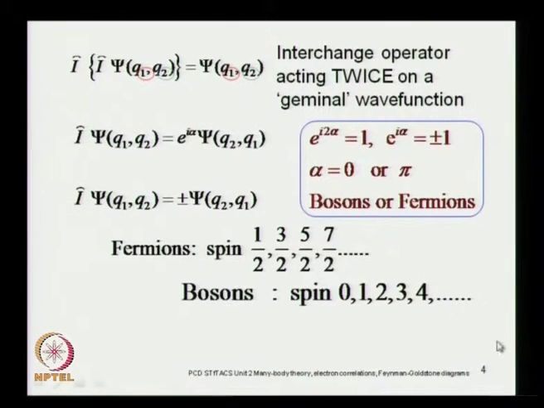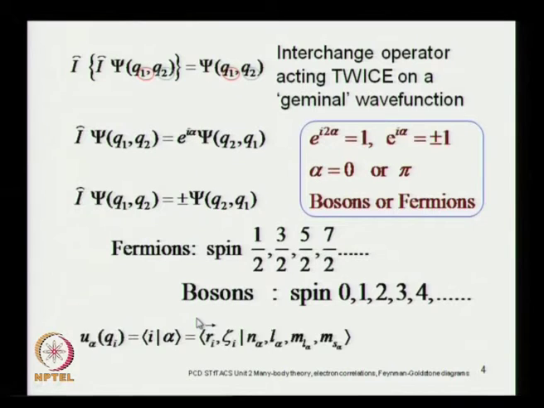Now, all particles which have half integer spin are Fermi particles or Fermi-Dirac particles, and all particles with integer spins are Bose particles or Bose-Einstein particles.